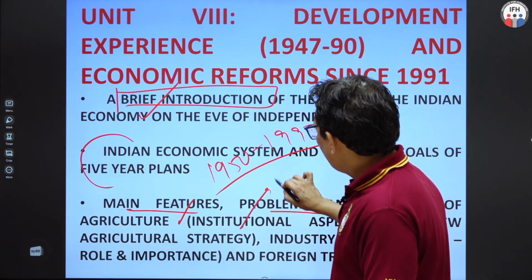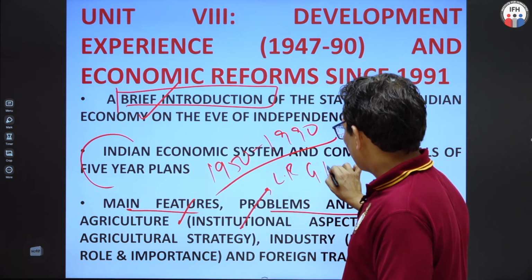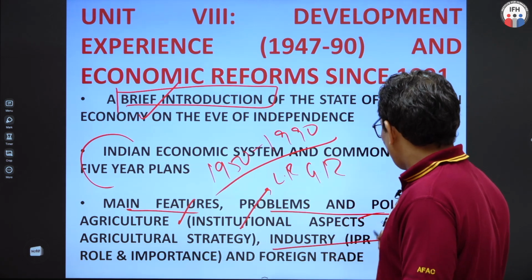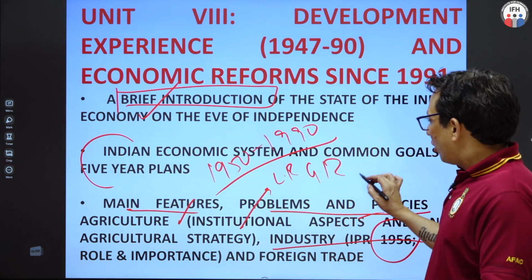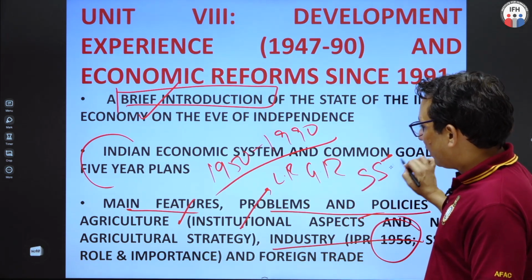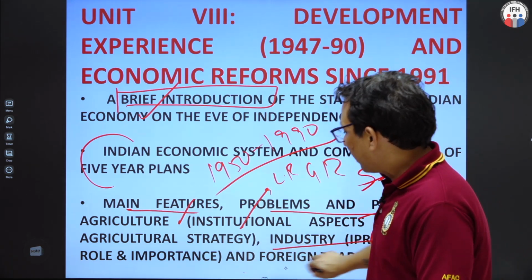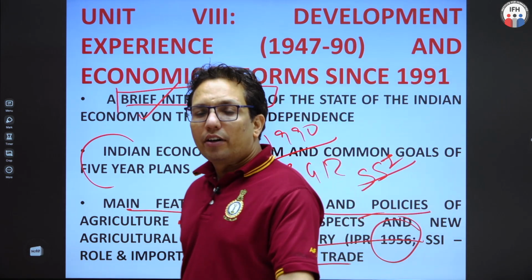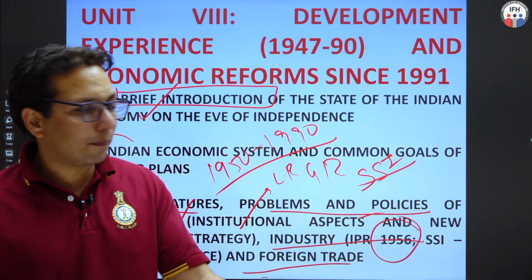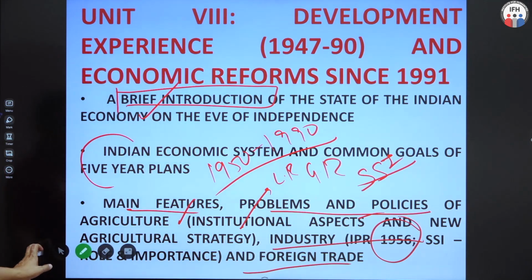Here we'll discuss land reforms, green revolution, industrial policy like the Industrial Policy Resolution 1956, the items reserved for small scale industries. All right. Foreign trade, how we restricted foreign trade by imposing quotas and by imposing high import duties. All right.